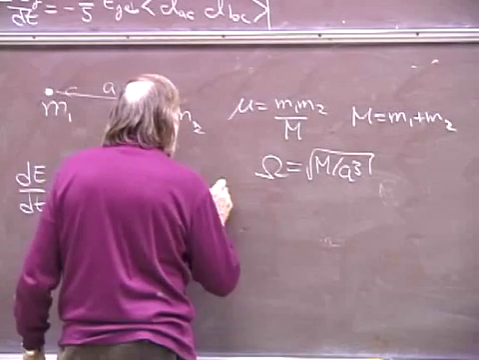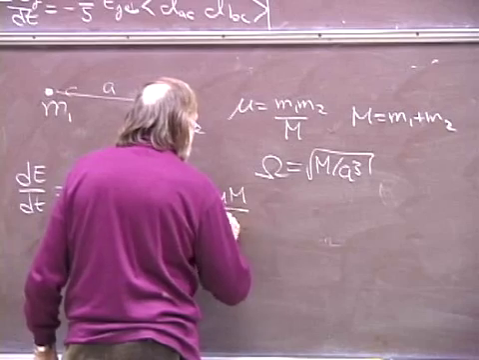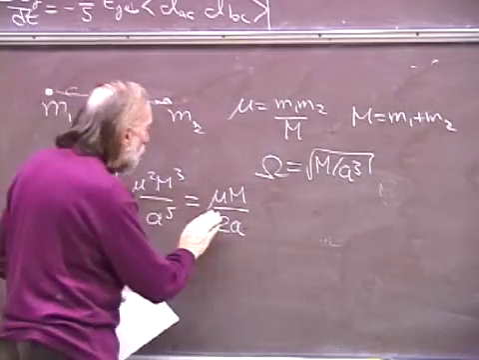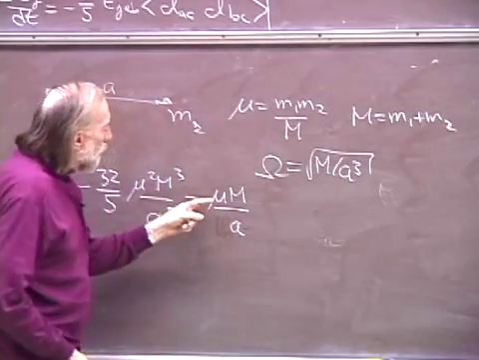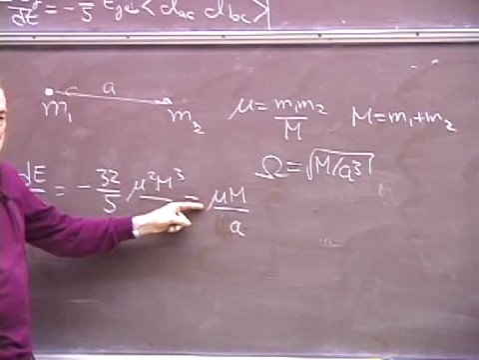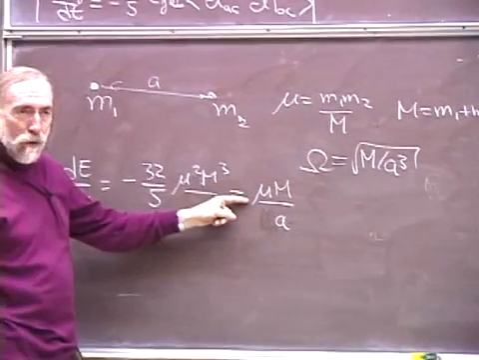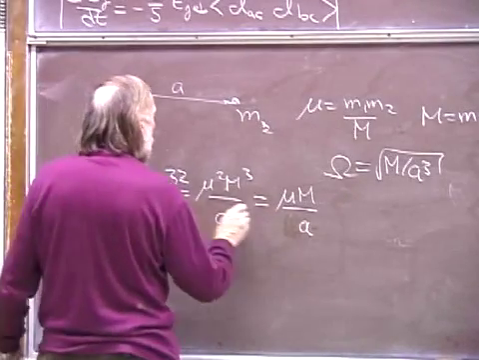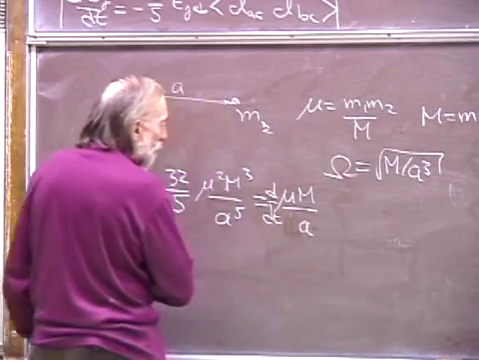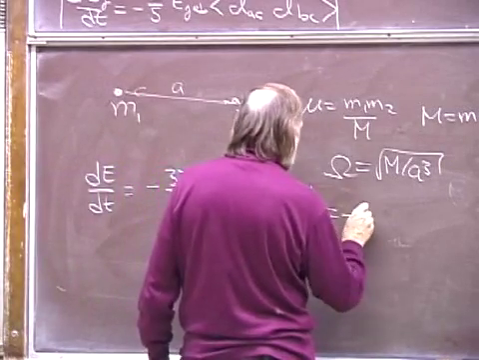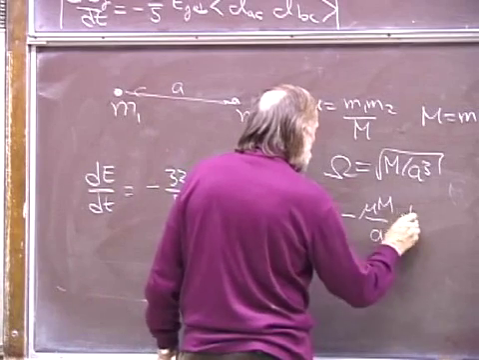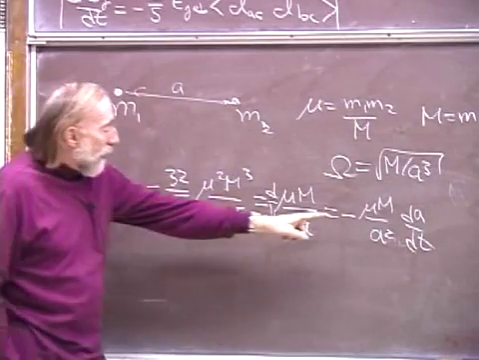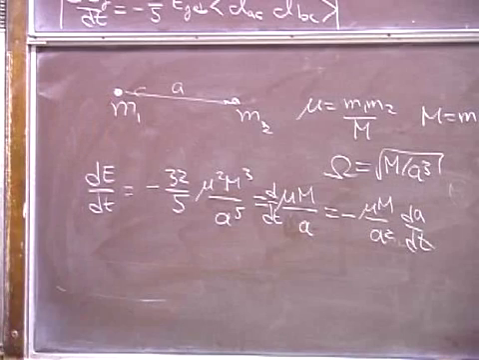Since the total energy is just minus mu m over 2a, that is the gravitational potential energy is mu m over a, the negative of this, the kinetic energy is twice this, and so the total energy is this. That means that the time derivative of the total energy is given by that expression, so it is mu m over 2a squared da/dt. So this becomes a differential equation for the separation between the two stars as a function of time.